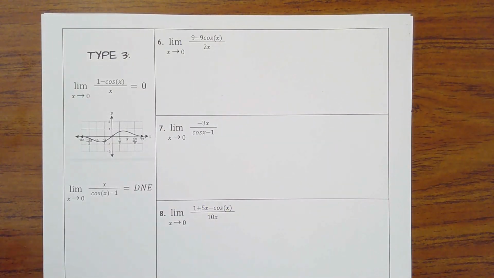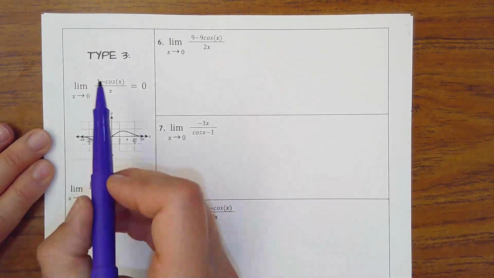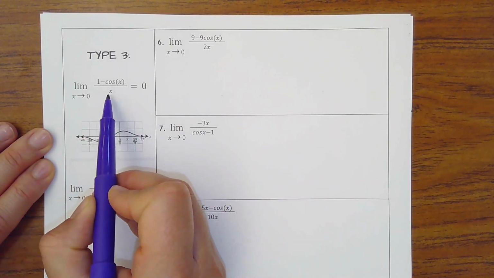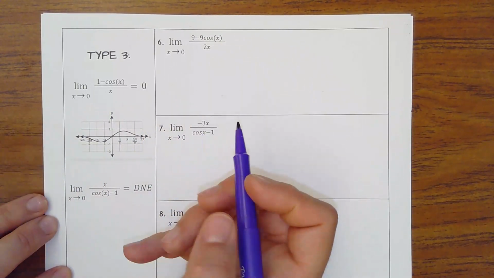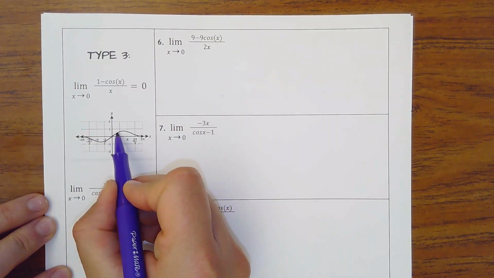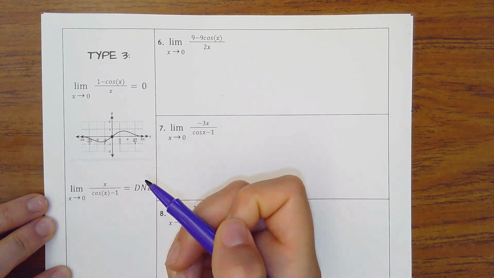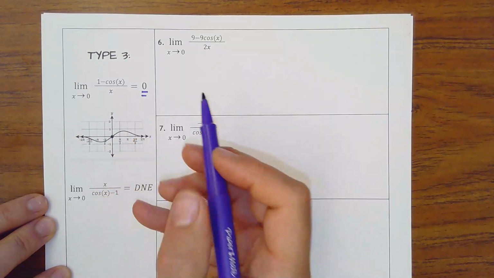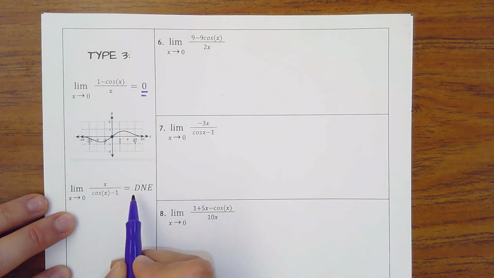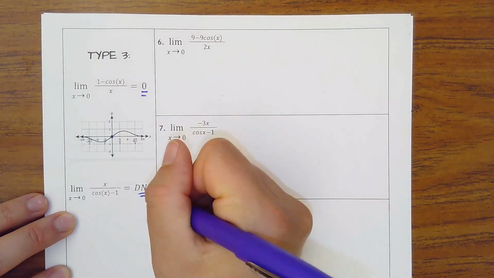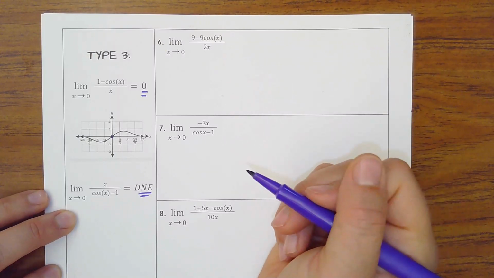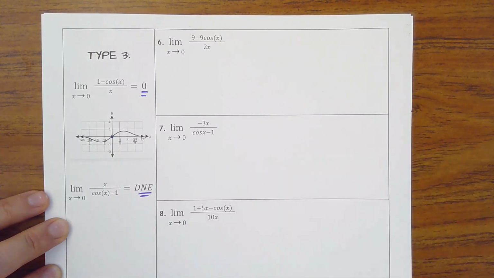All right, and then the last 3 are dealing with another type of identity. It's this 1 minus cosine of x over x. That will equal 0 when the limit is going to 0. Here's a graph of it. You can see that as x is coming to 0, we're right here at 0. But if I were to reciprocate that, flip it, it does not exist, because the reciprocal of something that's 0 does not exist because it puts 0 on the denominator. So both of those can be used.